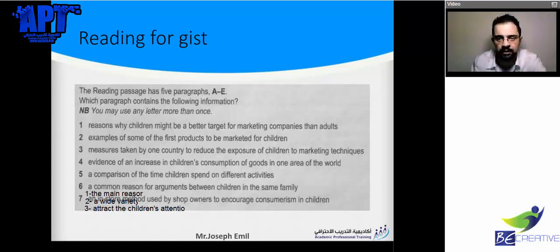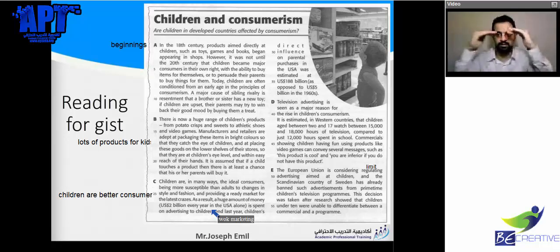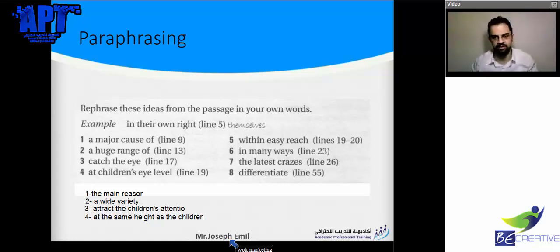At children's eye level, 19: so that they are at children's eye level. Eye level is at the same height as the children, so maybe at the same height. Number 4: at the same height as the children. I'm not talking about the children, I'm talking about the children's height, so that's why I used an apostrophe here. Alright, so at the same height as the children's.